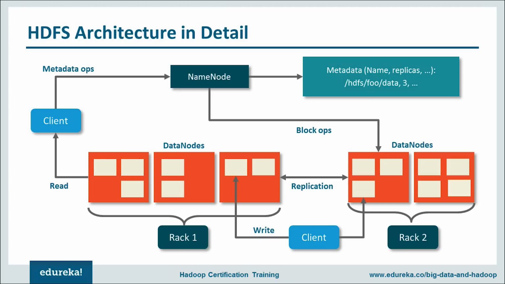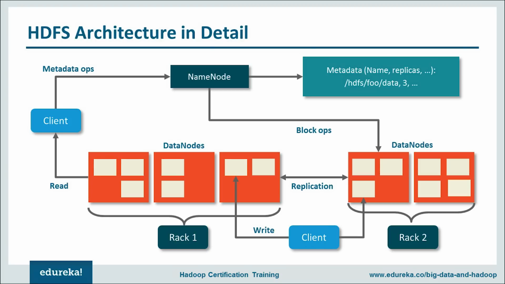So we've got different data nodes here, and we can set up different data nodes in racks. In rack 1, we've got 3 different data nodes, and in rack 2, we've got 2 different data nodes. Each of the data nodes contains different data blocks because in data nodes, the data is stored in blocks. We'll learn about that in the coming slides. So the client can request either a read or write. Let's say that the client requests to read a particular file. It will first go to the name node.